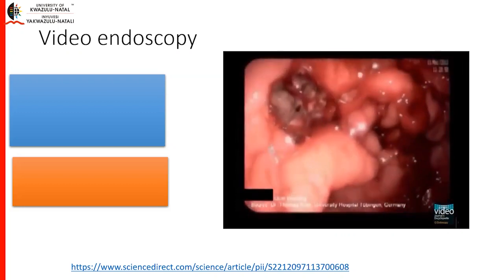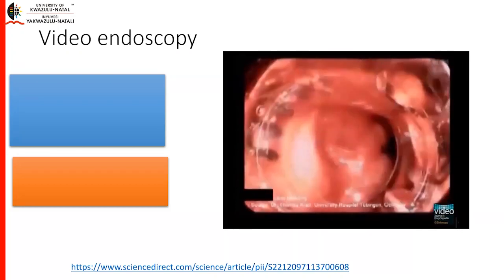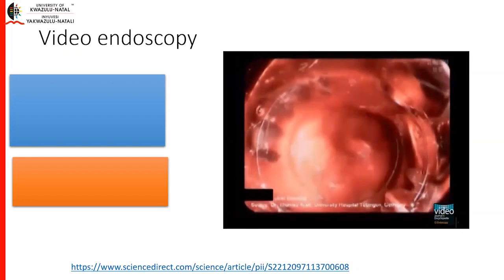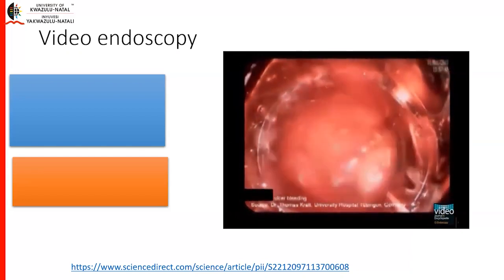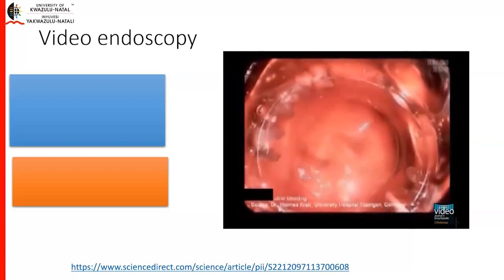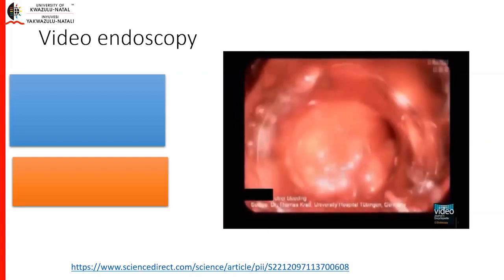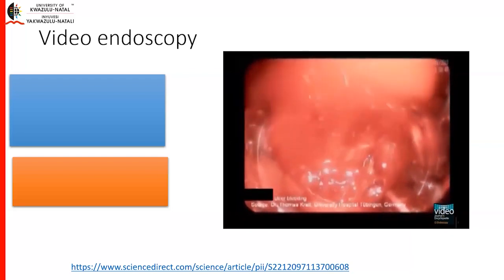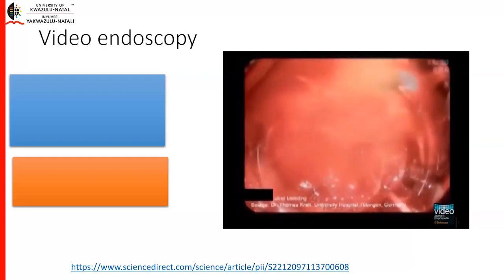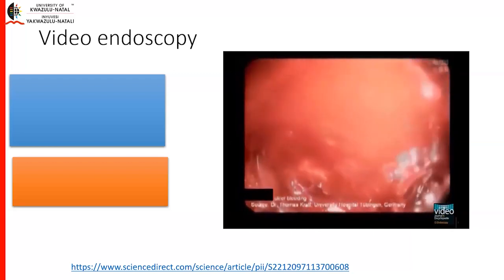This video case is provided by Dr. Thomas Pratt. The patient is receiving anticoagulation and there is an actively spurting antral ulceration. Hemostasis is immediately achieved with an over-the-scope clipping device application, i.e. Ovesco endoclip.